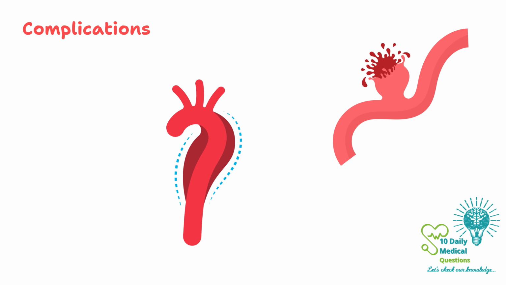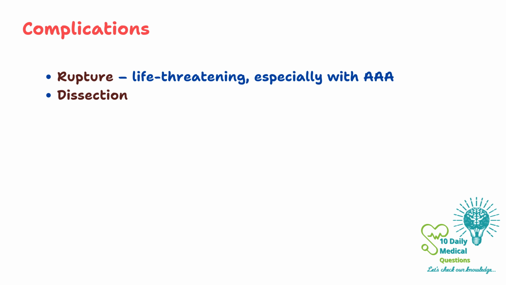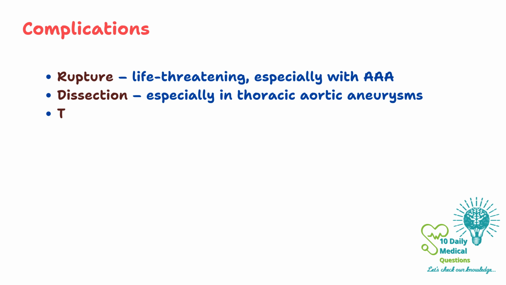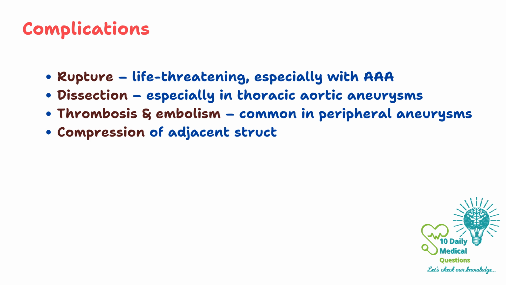Complications to watch for. Major complications include rupture, especially in AAA. This is a surgical emergency. Dissection, particularly in thoracic aneurysms, thrombosis and embolization, which are common in peripheral aneurysms, and compression of adjacent structures depending on location.